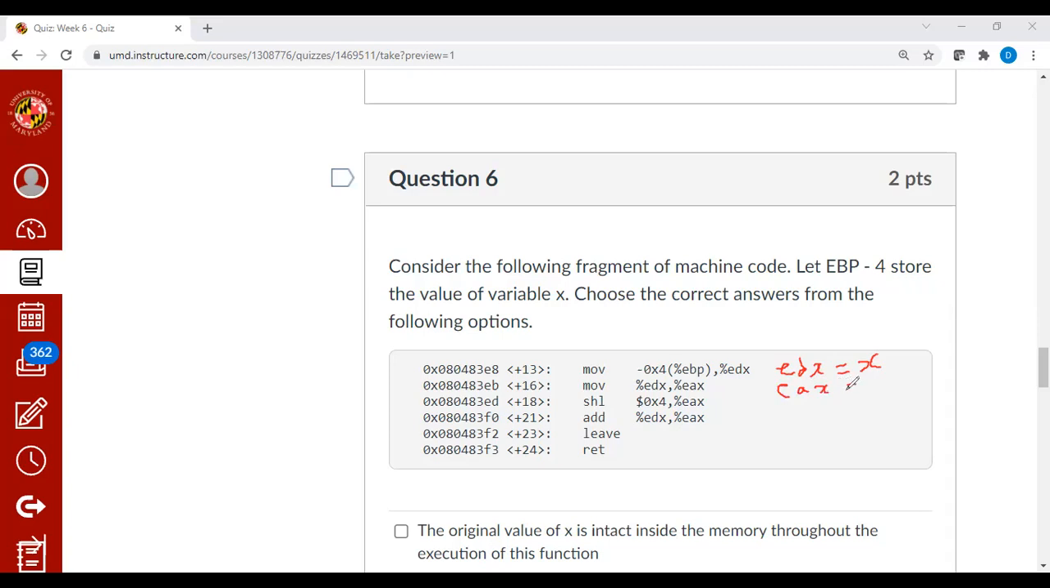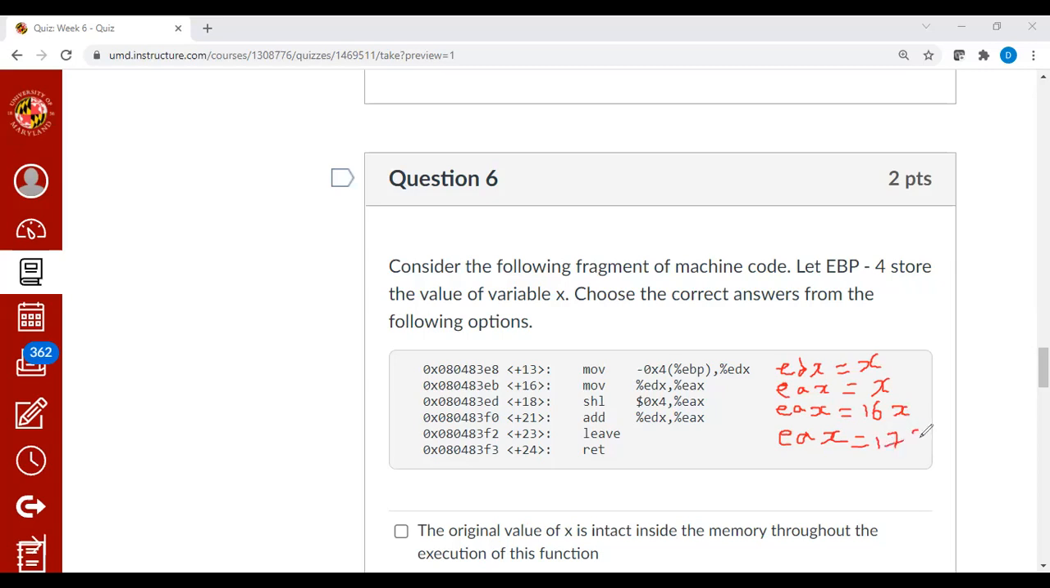And next statement is we are doing shift left. That means we are multiplying EAX by 2 to the power 4. That's the meaning of shift left by 4. That means EAX will be 16X. And next statement is add EDX to EAX. What is in EDX? X. Therefore, EAX is 17X. So this is 16X and this is 17X, right?